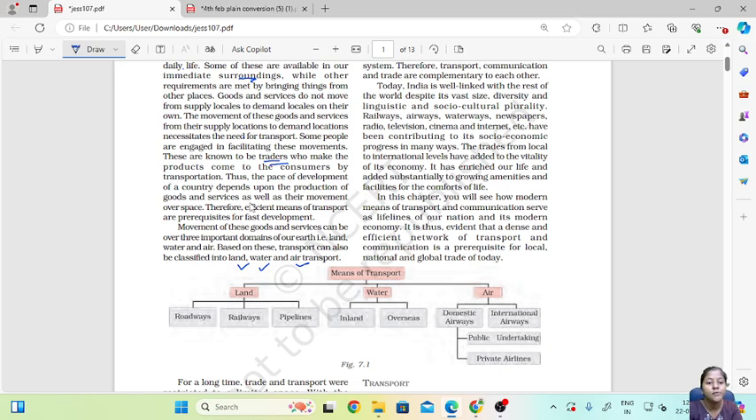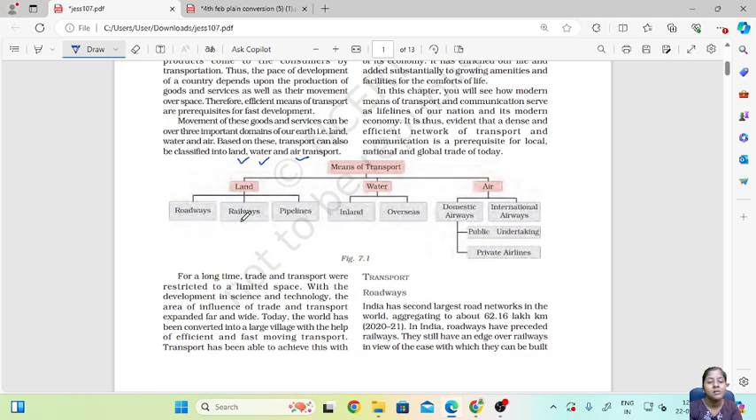If you see this diagram, it shows that there are different means of transport: land, water and air. Through land we have roadways, railways and pipelines. Then in waterways we have inland and overseas. In airways we have domestic airways and international airways. Domestic airways is further classified into public undertakings and private airlines.